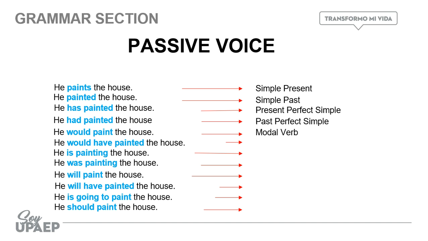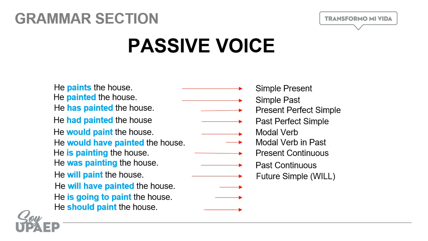He would paint the house. We know that would is a modal verb. He would have painted the house, right? It's a sentence with a modal verb in past. He's painting the house, present continuous. He was painting the house, past continuous. He will paint the house. Will is future simple, but it is also a modal verb. He will have painted the house, right? Again, a modal verb in past. He's going to paint the house, right? It's another form of future simple. And he should paint the house is another modal verb.